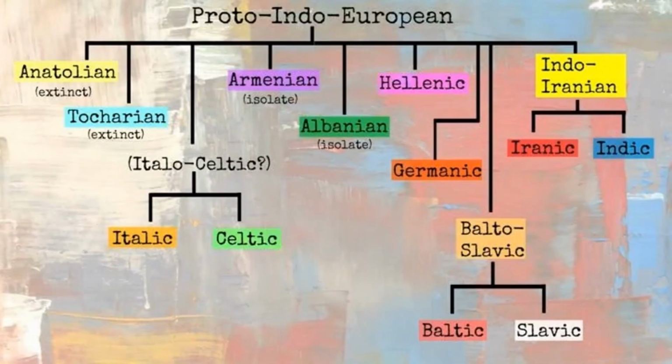This chart shows the development of the Italic or Latin languages and then the Celtic languages and how they developed from Proto-Indo-European, the language spoken by the Indo-European migrants / invaders that settled large parts of Europe and Asia. Some scholars think that there was an intermediate language that developed between Proto-Indo-European and Italic and Celtic called Italo-Celtic.